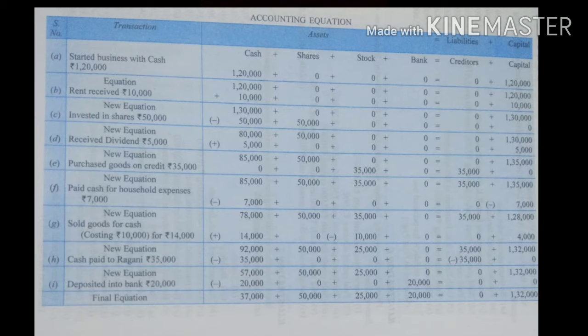So the first transaction is talking about started business with cash 1,20,000. So in cash it is coming 1,20,000 because business started with the cash. So cash is increasing. And what else? Yes, it is capital. So we got the equation. Then we are getting rent received. See, when you are receiving the rent, obviously you are receiving the cash. So cash increased. And what else? It is your capital. Then next we are getting invested in shares.